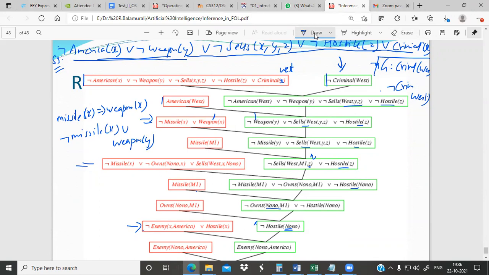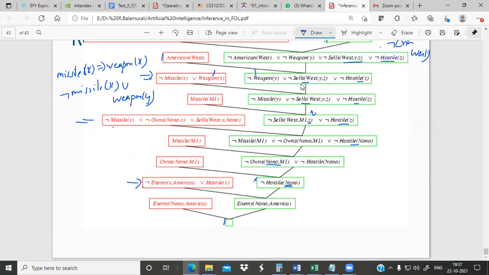Similarly, all these things are the same. This statement is: X is a missile and Nono owns X implies West sells X to Nono. Again, this is also by converting like this only. In the knowledge base, we have enemy of X comma America implies hostile of X. So that can be written as not enemy of X comma America or hostile of X.